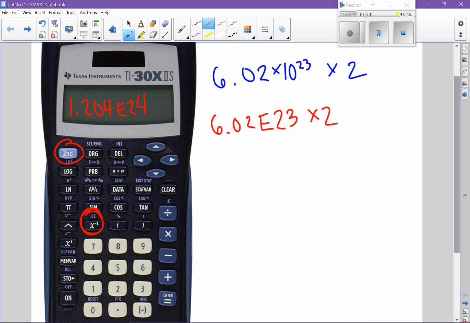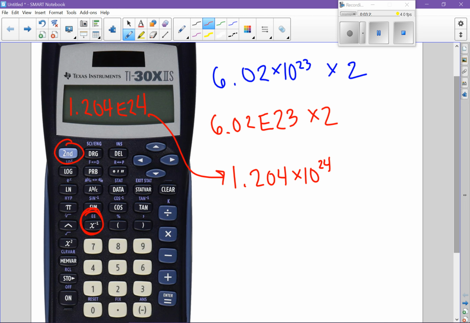What that means in human language, the answer that you would write is 1.204 times 10 to the 24th. So that E takes the place of the times 10. So that'll help you out in class today. Use the E. I promise it'll be your friend. You really, really have to use the E all the time.